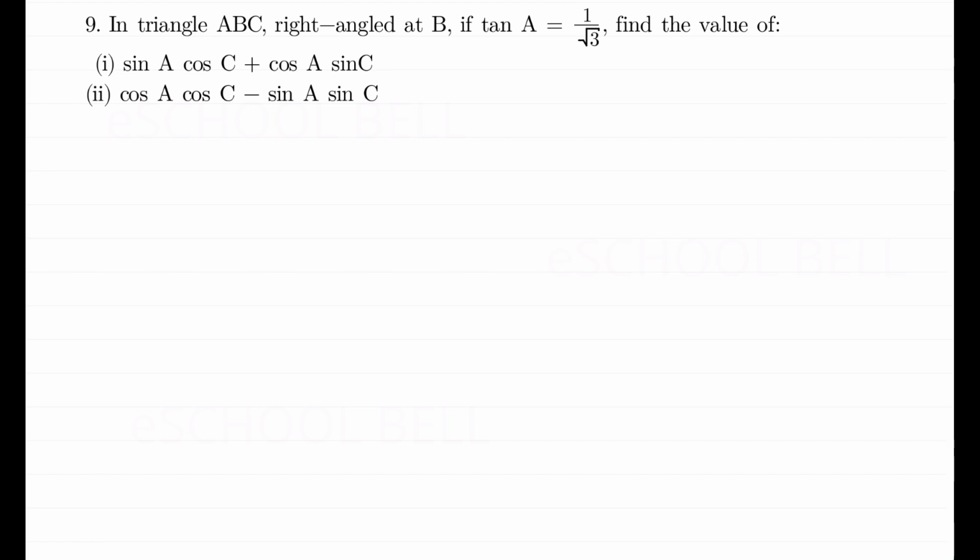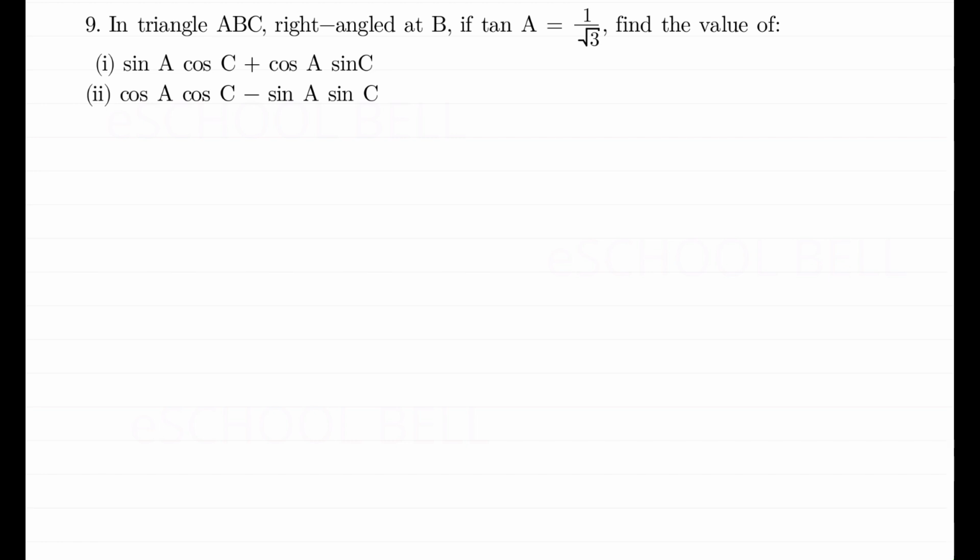In this video, we shall see question number 9 of CBSE Class 10, exercise number 8, Trigonometry chapter. The question states: in triangle ABC, right angled at B, if tan A is equal to 1 by root 3, find the value of 1) sin A cos C plus cos A sin C and 2) cos A cos C minus sin A sin C.